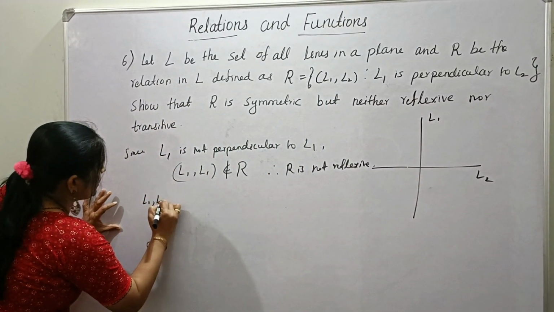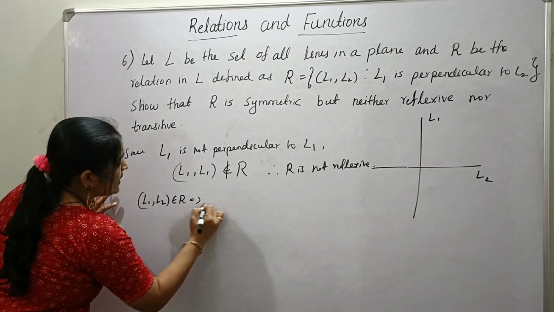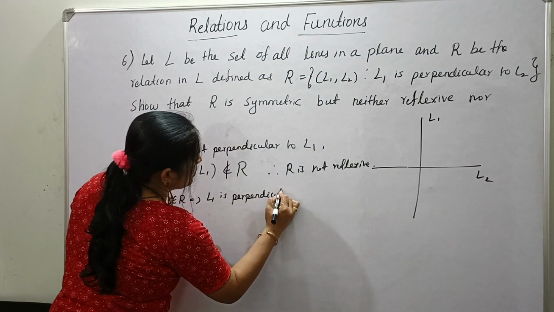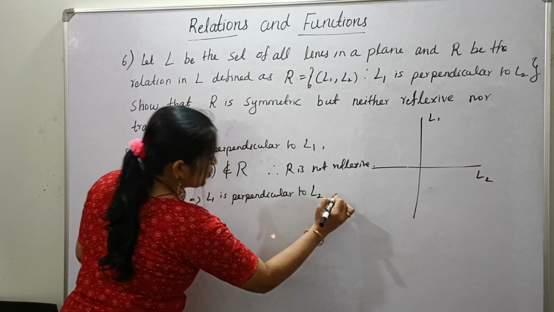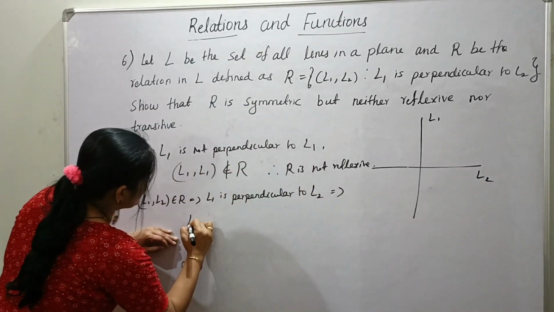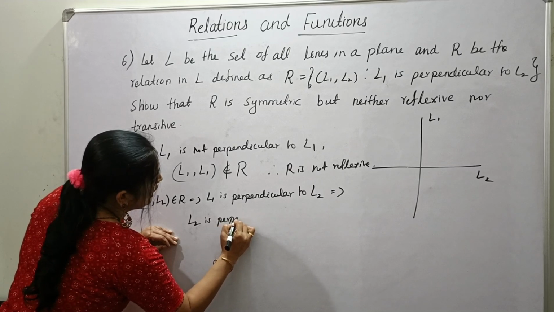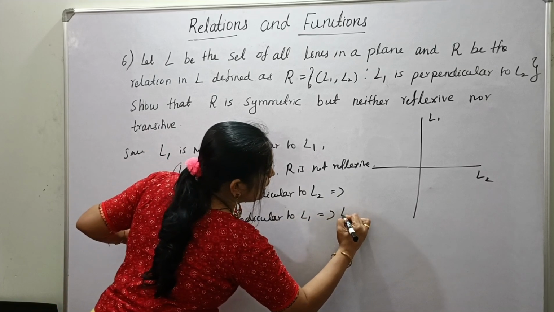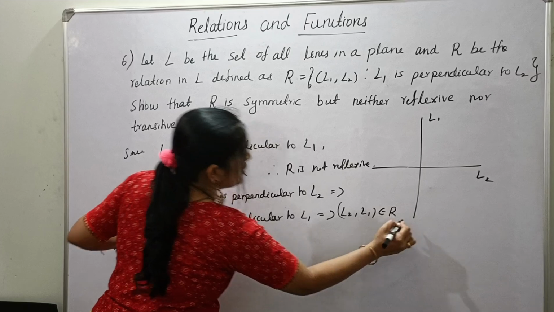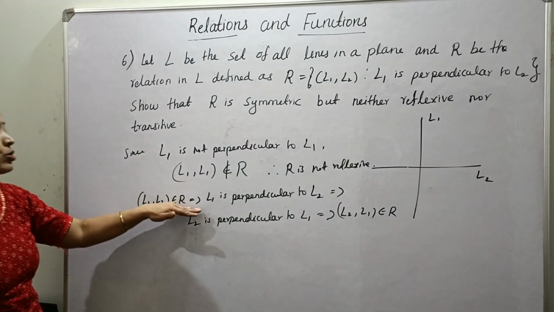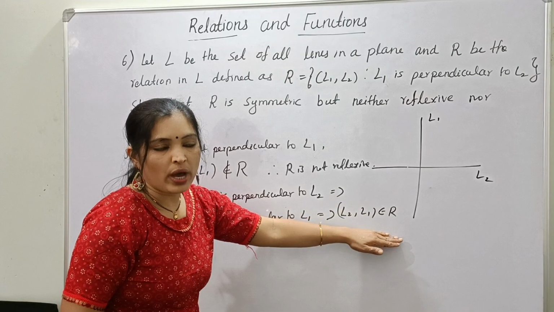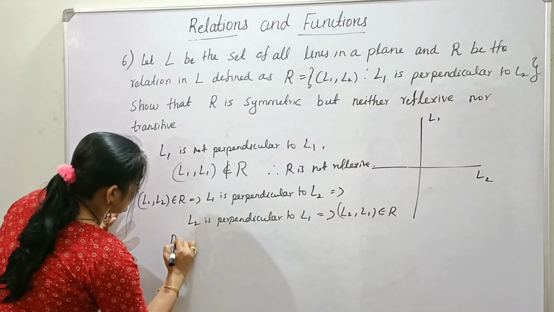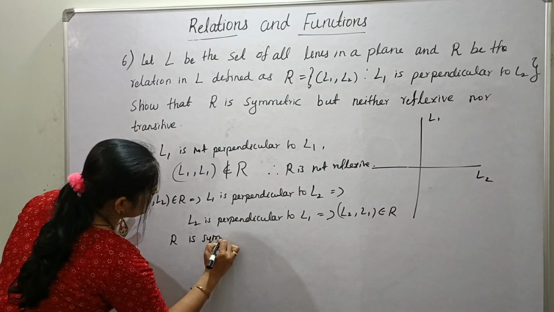That is, (L1, L2) belongs to R implies L1 is perpendicular to L2. That implies L2 is perpendicular to L1. That implies (L2, L1) belongs to R. That is, we have got if (L1, L2) belongs to R, then (L2, L1) belongs to R. Therefore, this relation R is symmetric.